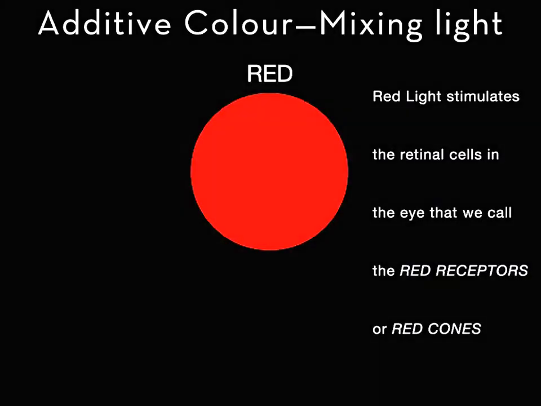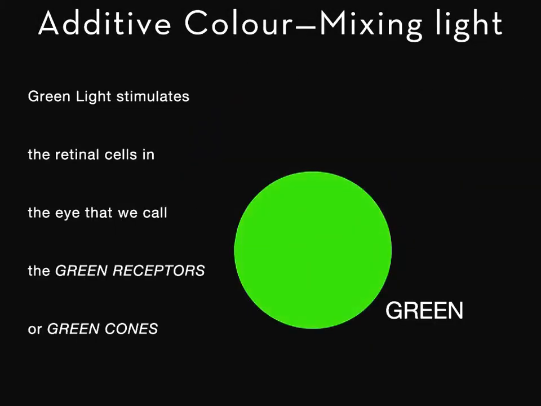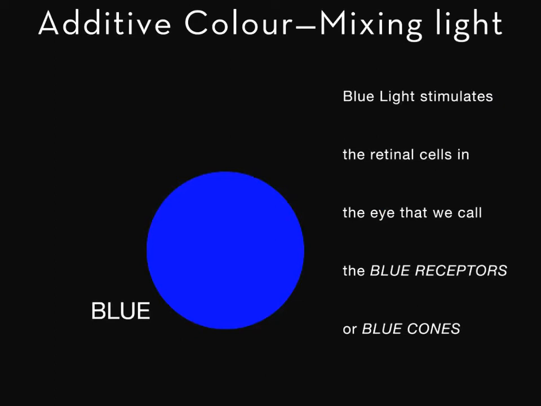Red stimulates the retinal cells in the eye that we call the red receptors or red cones. Green stimulates the retinal cells in the eye that we call the green receptors or green cones. Blue light stimulates the retinal cells in the eye that we call the blue receptors or blue cones.